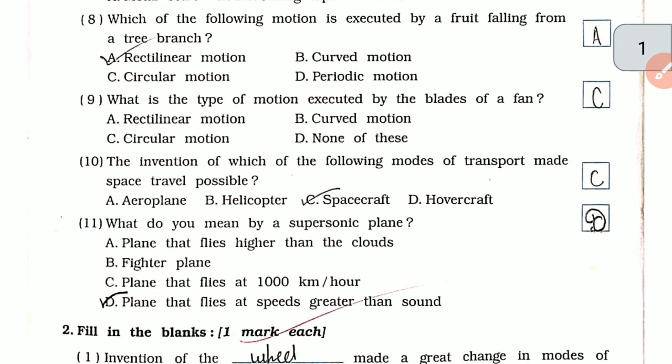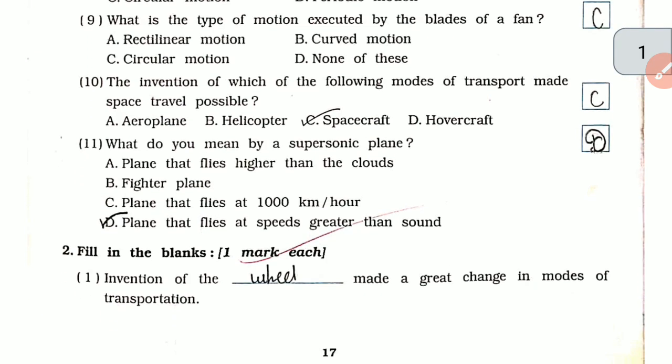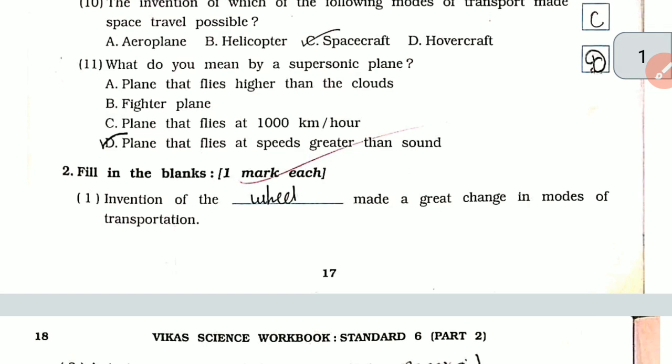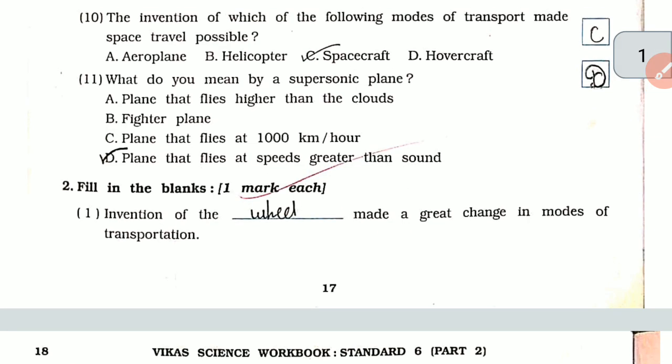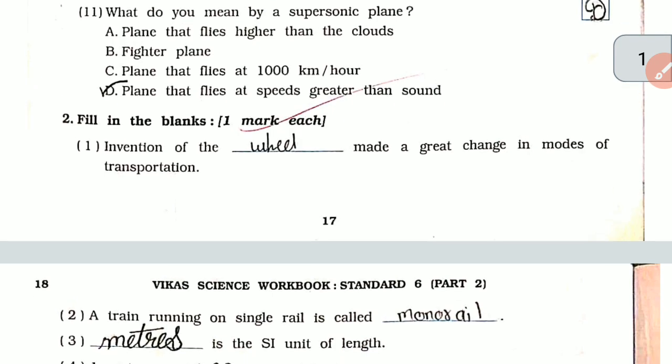8, which of the following motions is executed by a fruit falling from a tree branch? Rectilinear motion. 9, what is the type of motion executed by the blades of a fan? Circular motion. 10, the invention of which of the following modes of transport made space travel possible? Spacecraft. 11 number, what do you mean by a supersonic plane? Plane that flies at speeds greater than sound.